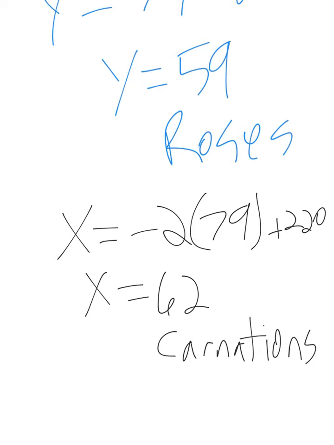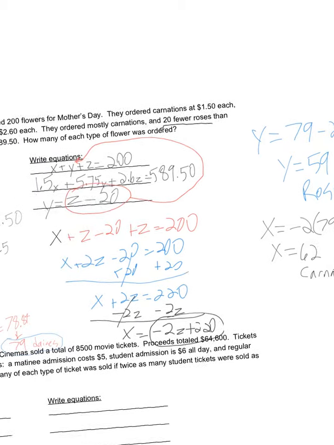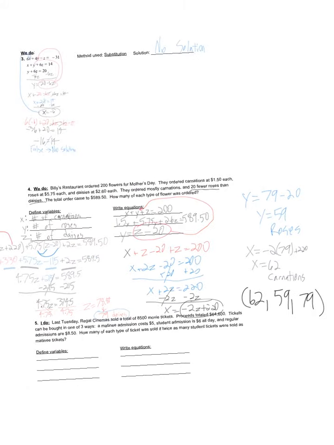And that's it for my solution. We found out how many of each flower, and if you want to write it as an ordered triple, that of course would be 62, that's x, 59, that's y, and 79, that's z. And that actually does add up to 200 when you plug it back into that x plus y plus z one. But yeah, that's going to draw the we do part to a close.